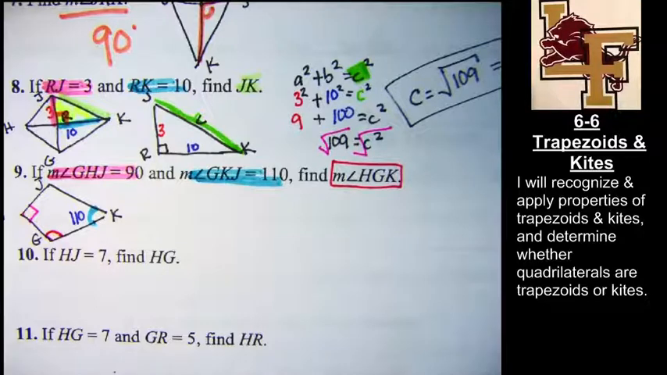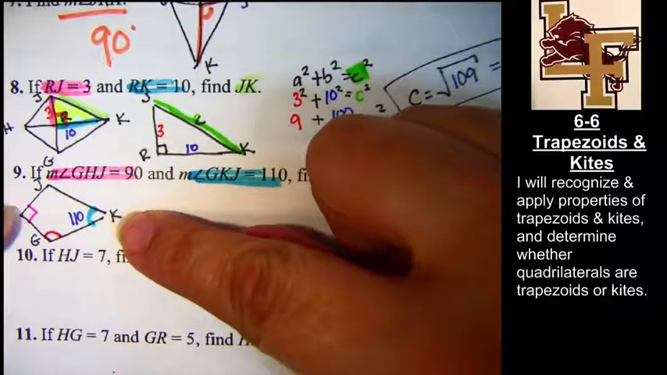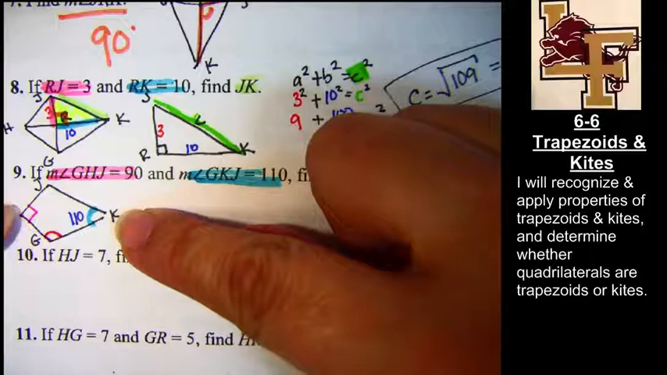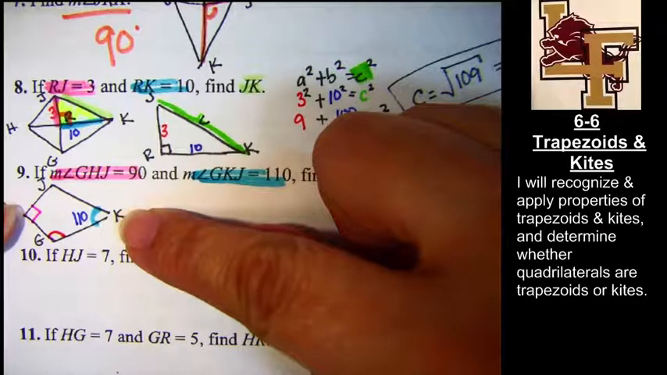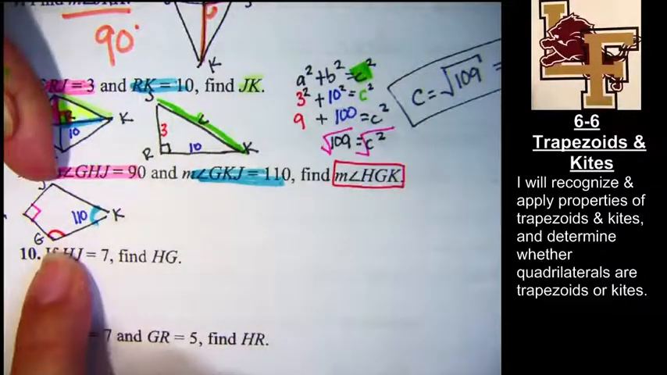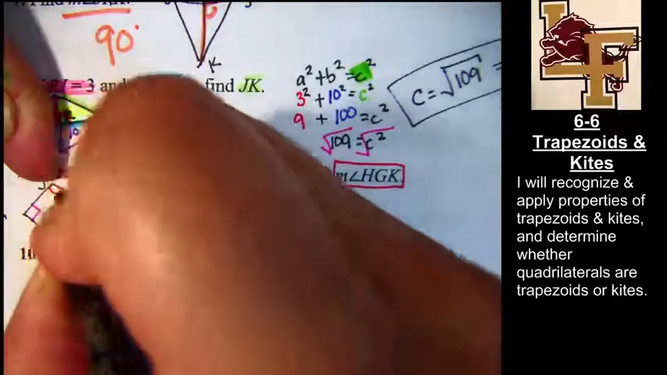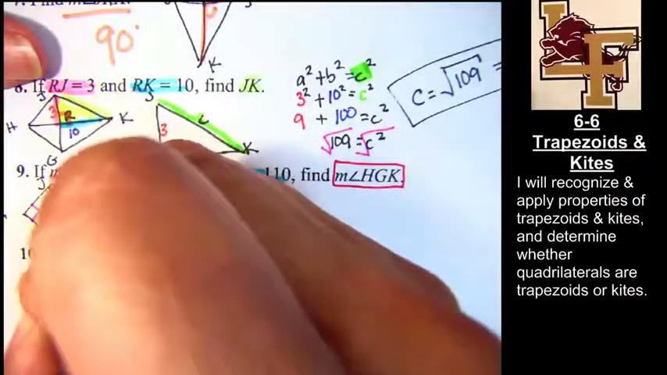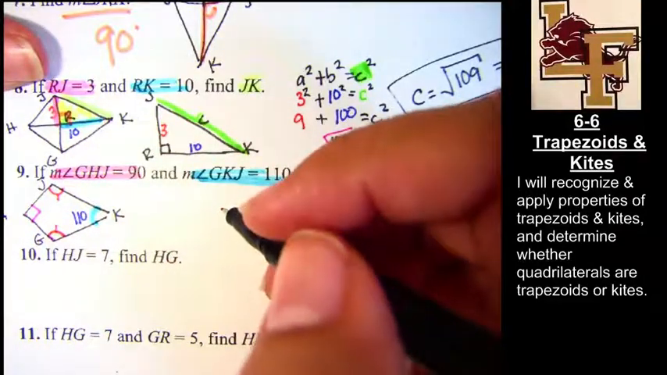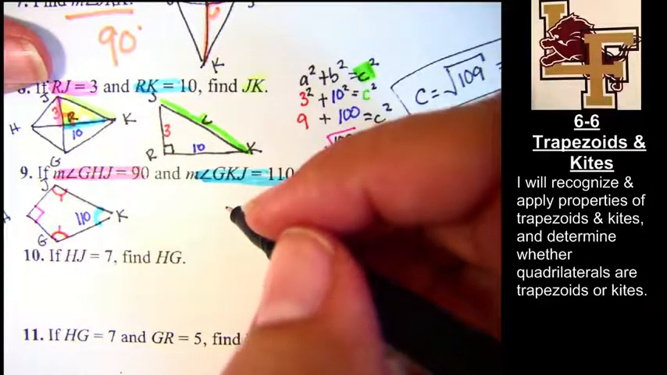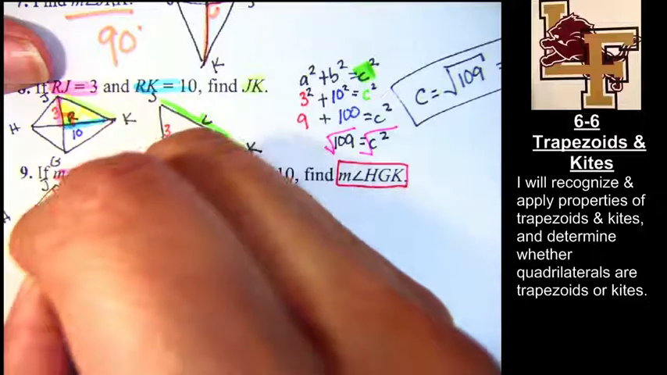Now, one of our theorems says that in a kite, there's one pair of angles that are congruent to each other. Is it this pair? Is it this pair? Are these congruent to each other? No, which means it has to be these that are congruent to each other, yes? All right, I need a variable for this angle measure, please. Your favorite variable. X. Okay, so they're both X.